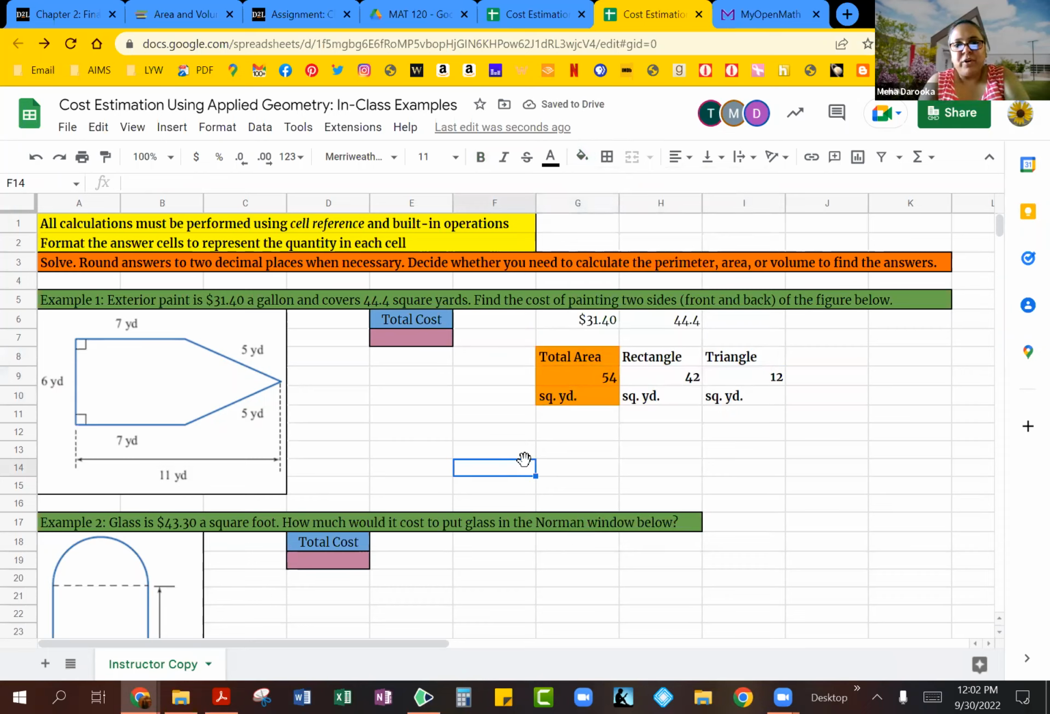So now you have your area, guys. We know it's going to be 54 square yards. This is where the final question comes in: how much will it cost us to paint the front and the back of this image? So total area is just for one side, right? Now we have the front and the back. So what will we need to do with that 54?